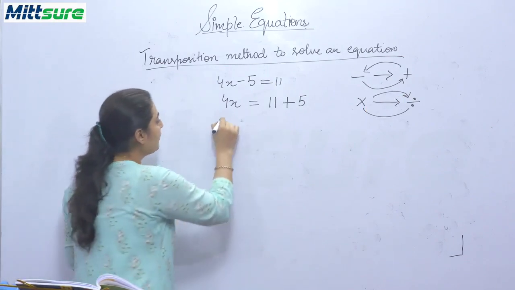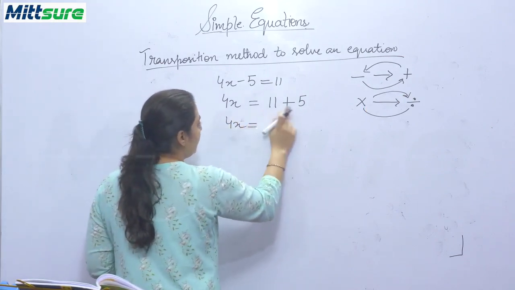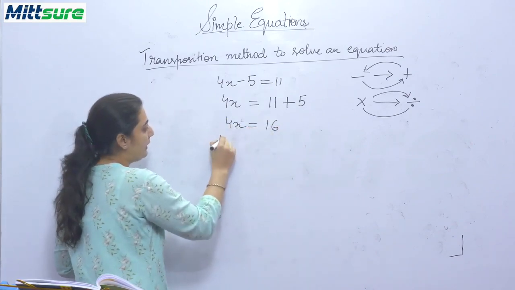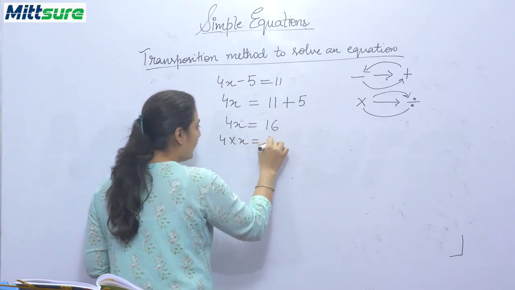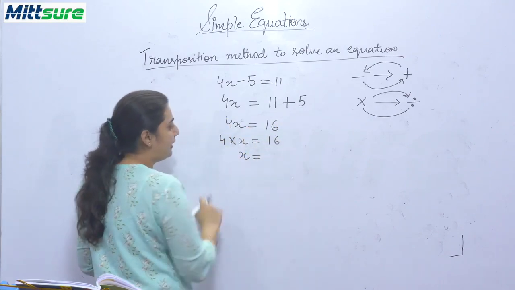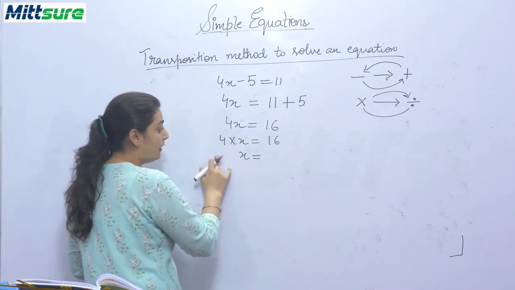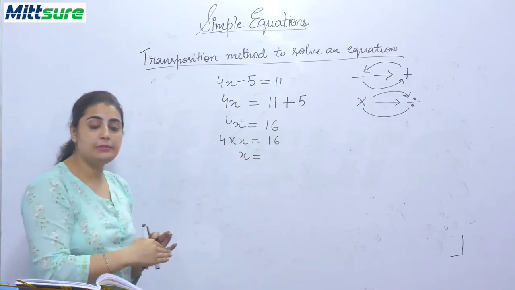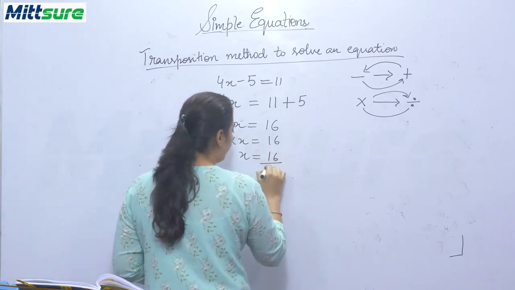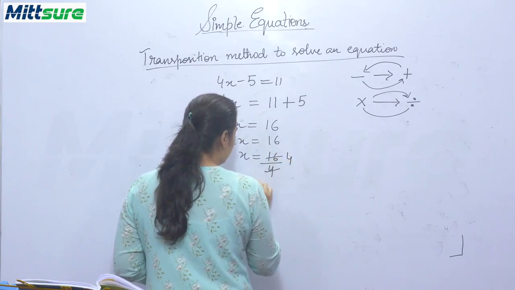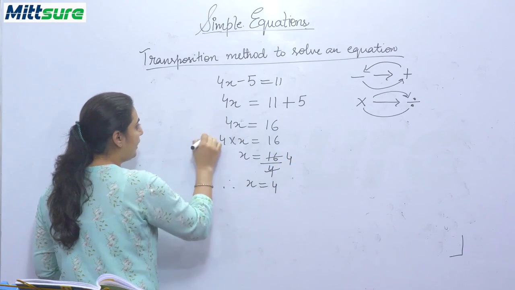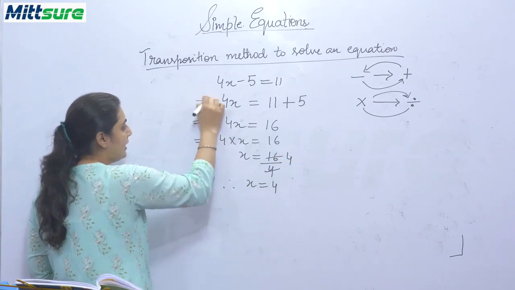Now, 4x equals 11 plus 5, which is 16. Here, this 4 is multiplying x. So when this 4 is shifted towards the right hand side, it will be dividing 16. So 16 upon 4, you get 4. So here comes the solution for x.